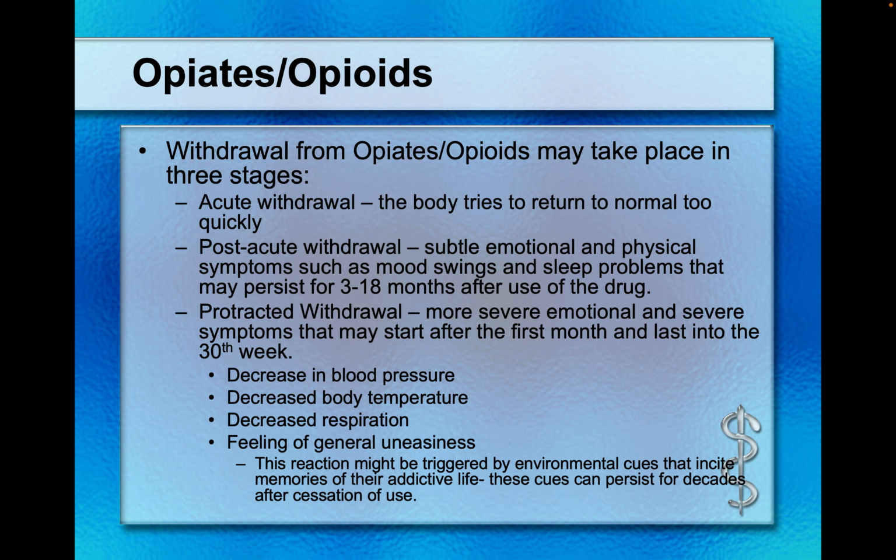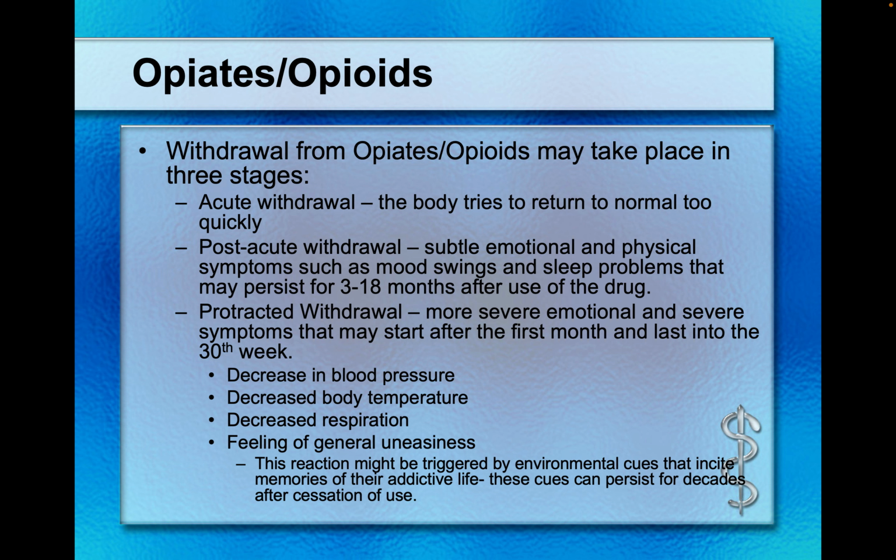Withdrawal from opioids may take place in 3 stages. The acute withdrawal, the body tries to return to normal too quickly. Post-acute withdrawal, subtle emotional and physical symptoms such as mood swings and sleep problems that may persist for 3 to 18 months after use of the drug. And protracted withdrawal, more severe emotional and physical symptoms that may start after the first month and last into the 30th week. Decrease in blood pressure, decrease in body temperature, decrease in respiration, feeling of general uneasiness.